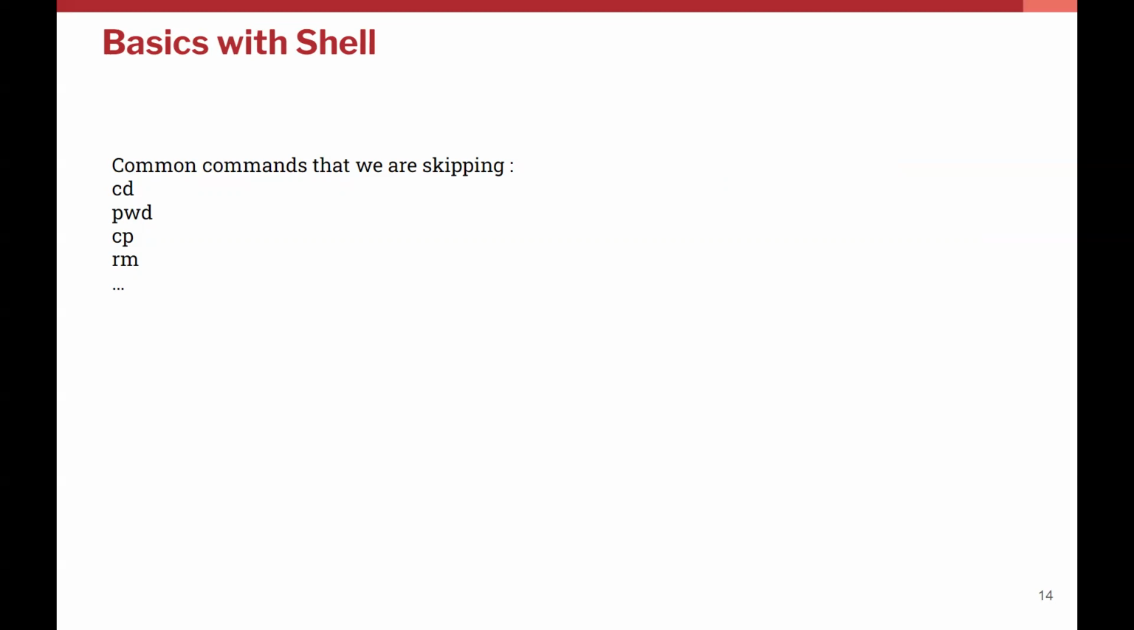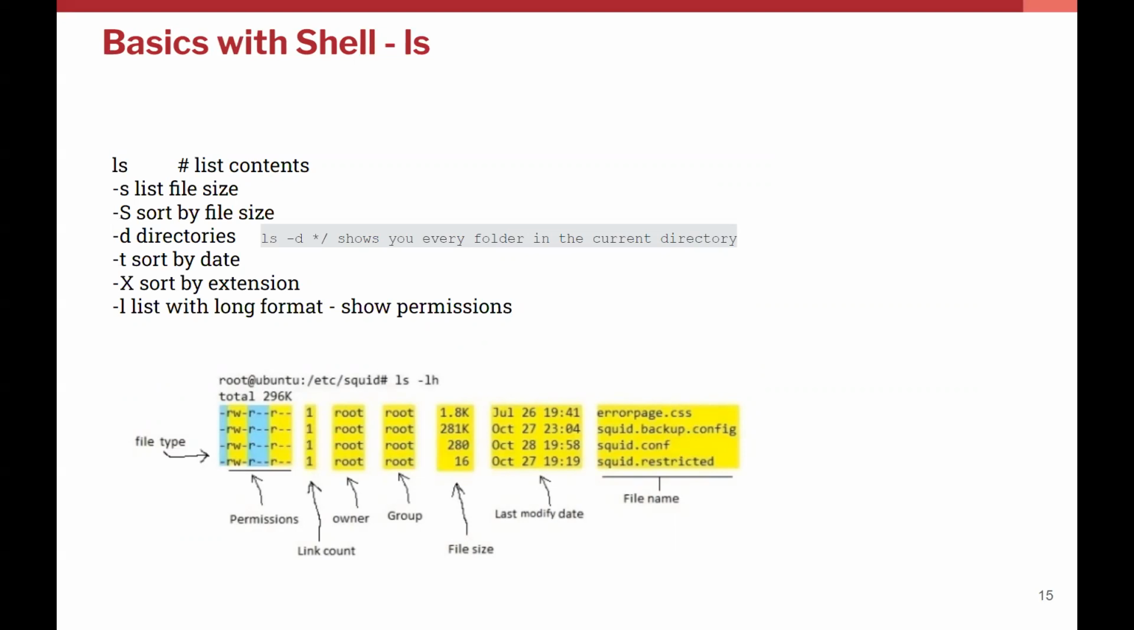And also cp. The thing to notice is that if you wanna copy the subdirectories and all the files under a directory, you're gonna specify cp -r. And also rm, it's very straightforward. So we're gonna skip all those and talk about more useful stuff. First, we're gonna cover ls. ls is very simple. It's just list contents.